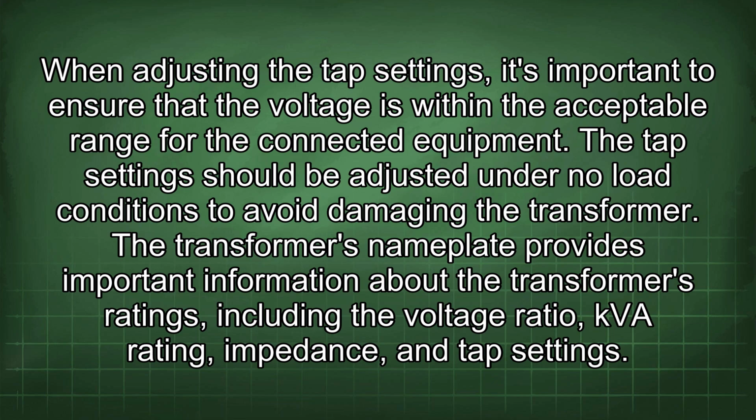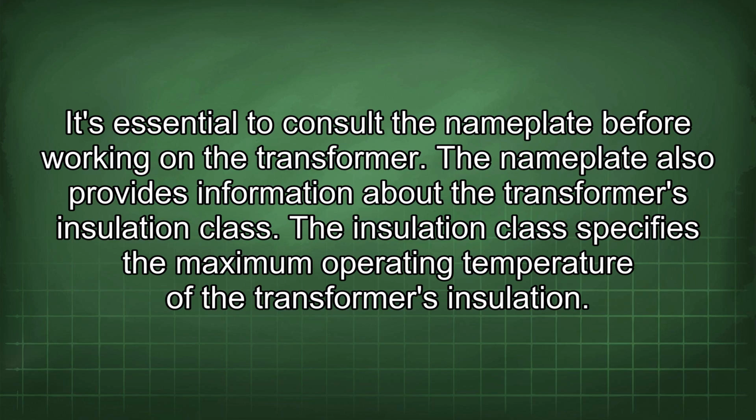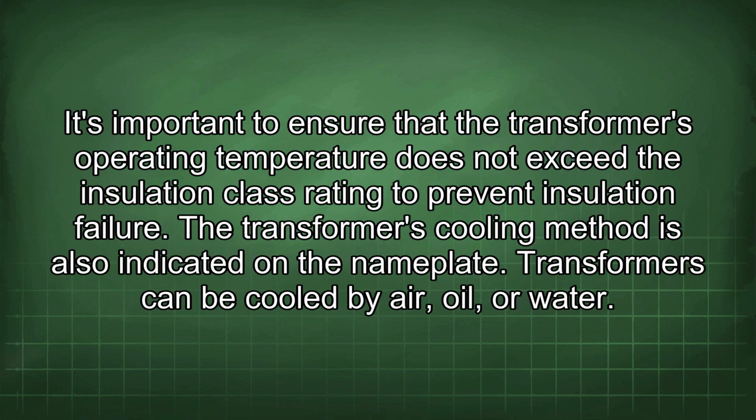The transformer's nameplate provides important information about the transformer's ratings, including the voltage ratio, kVA rating, impedance, and tap settings. It's essential to consult the nameplate before working on the transformer. The nameplate also provides information about the transformer's insulation class. The insulation class specifies the maximum operating temperature of the transformer's insulation. It's important to ensure that the transformer's operating temperature does not exceed the insulation class rating to prevent insulation failure.